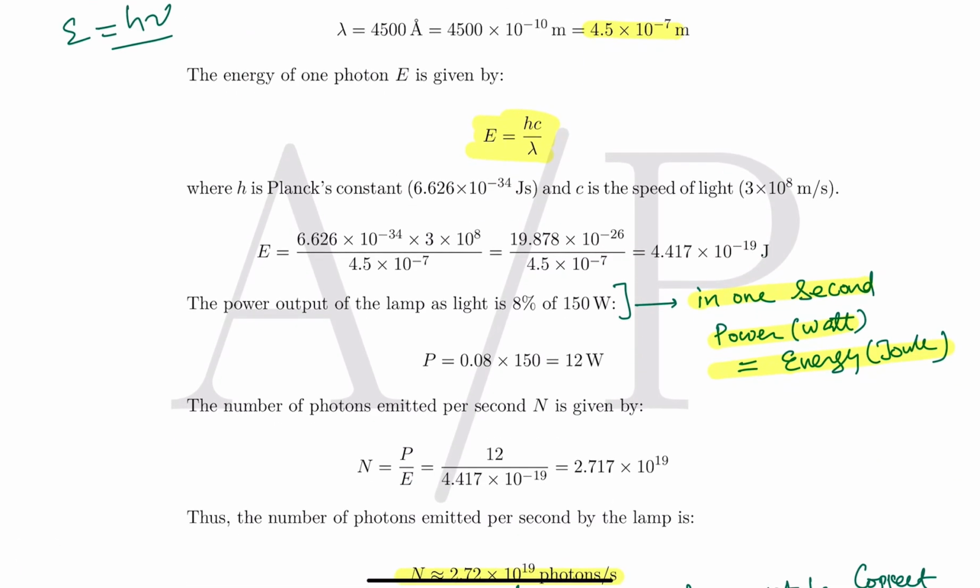Okay, and we have the power 150 watt, and only 8% of that power is being utilized by the lamp. So you are going to multiply 0.08 multiplied by 150, that is 12 watt, and we need to calculate that only for 1 second. So for 1 second it is going to be 12 joule only.